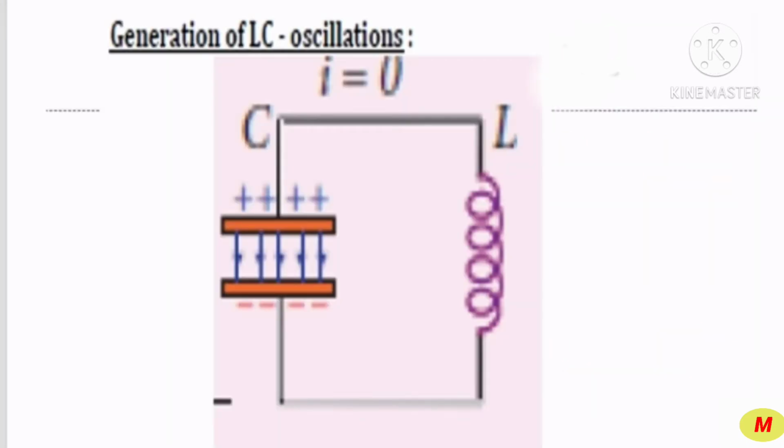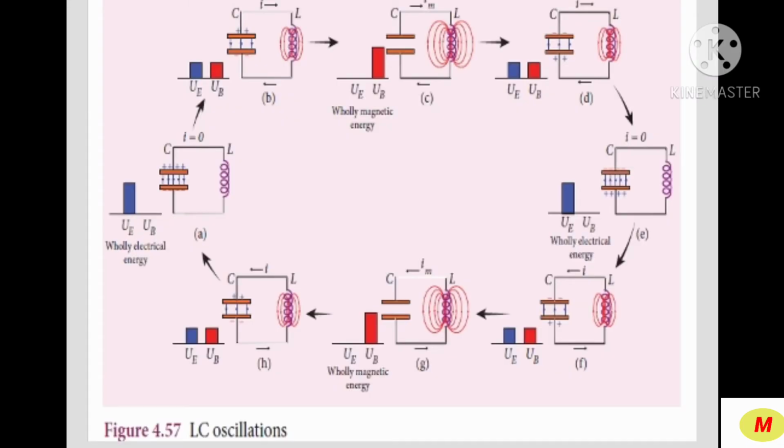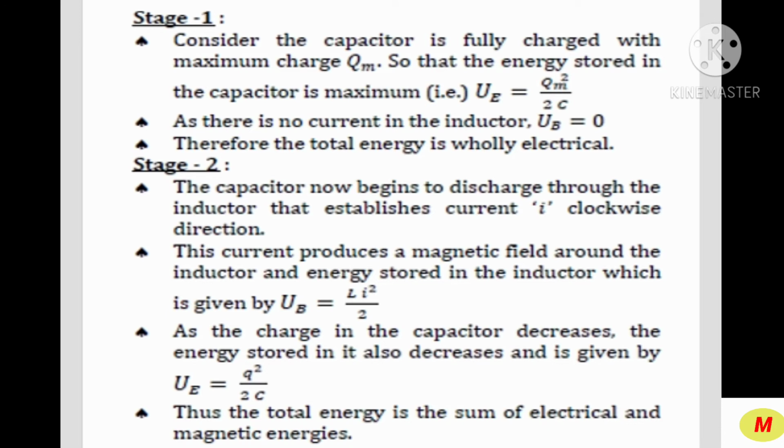This diagram represents the LC circuit. Next, we are going to discuss how the LC oscillations are generated. There are 7 stages we have to discuss. Stage 1. Consider a capacitor fully charged with a maximum charge Qm, so that the energy stored in the capacitor is maximum, expressed as UE equal to Qm squared by 2C.